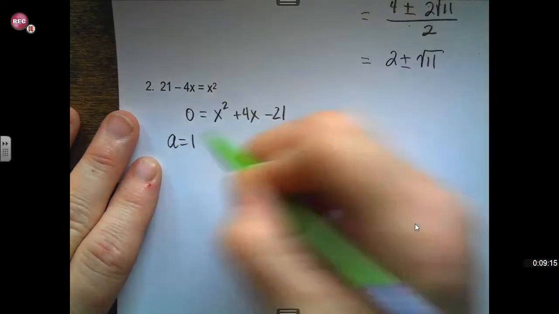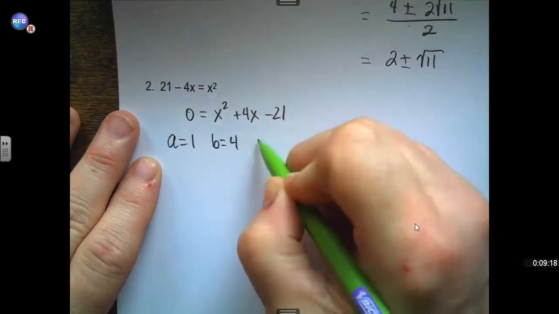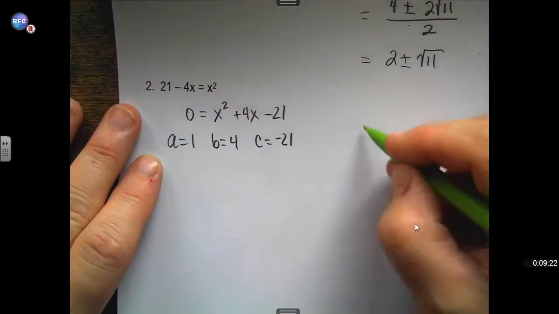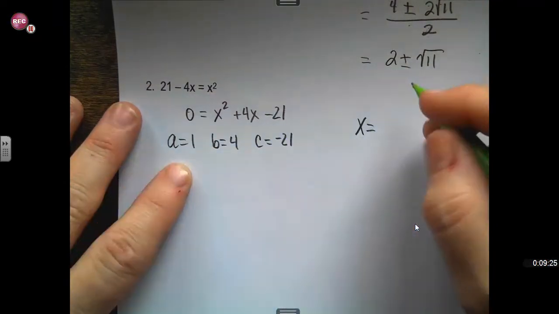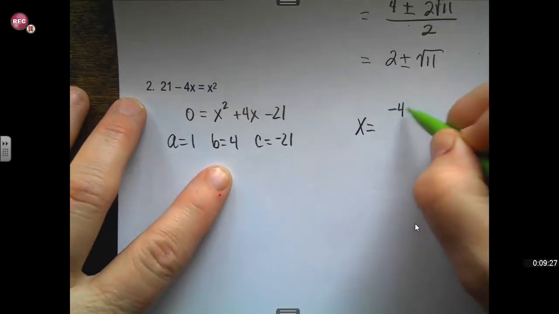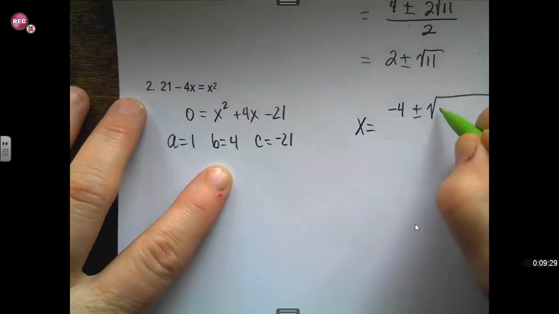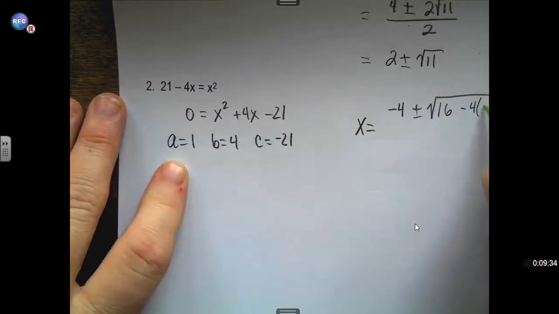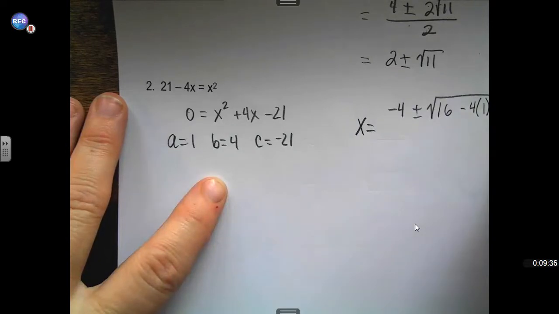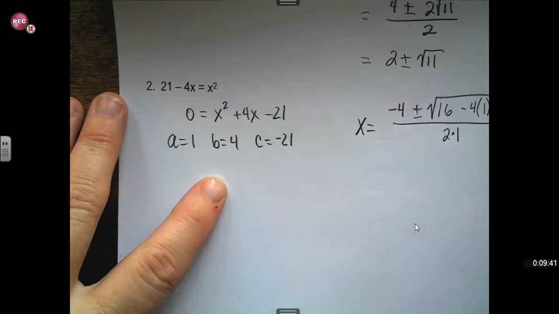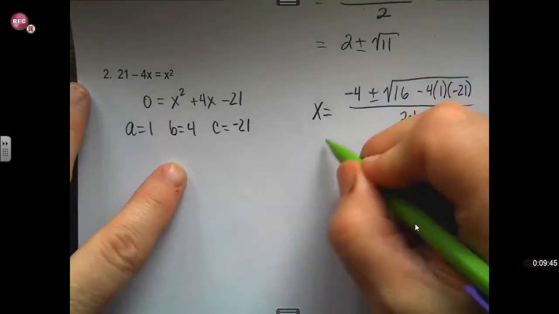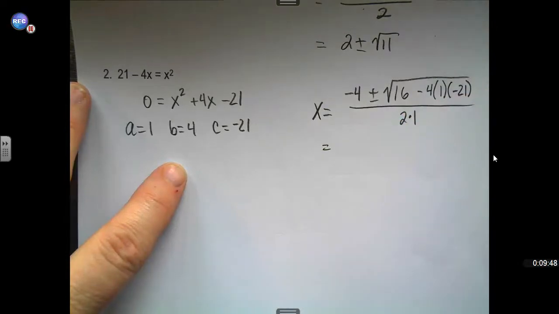A equals 1, b equals 4, c equals negative 21. And so x equals the opposite of b, negative 4, plus or minus the square root of b squared, that's 16, minus 4 times a, which is 1, times c, which is negative 21, all over 2 times a, which is 1. Okay? And we start simplifying that.